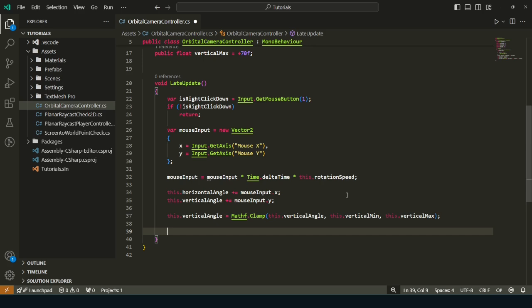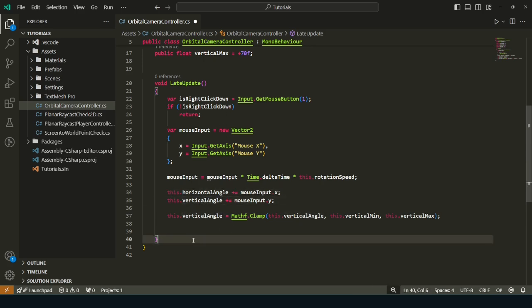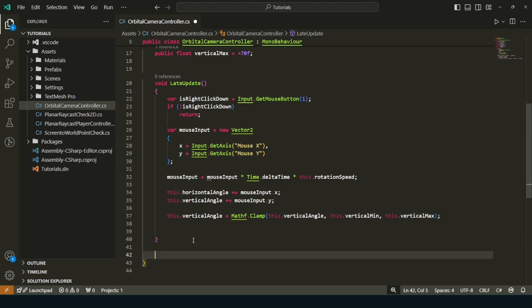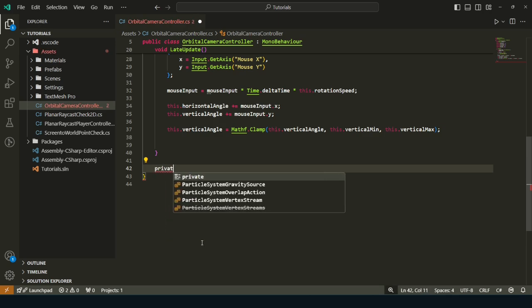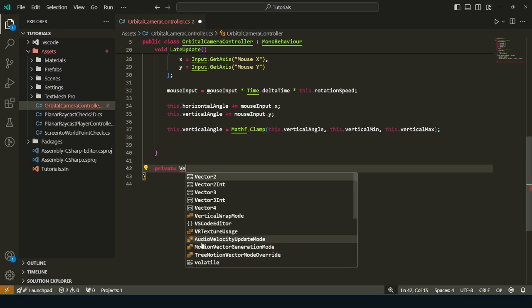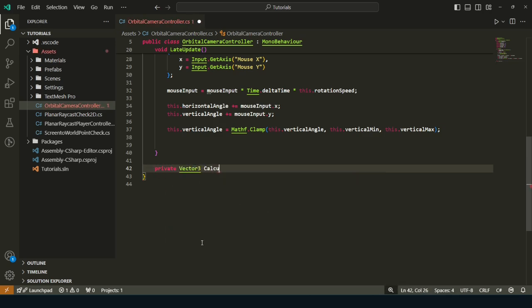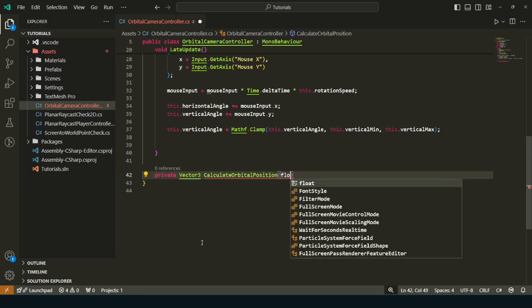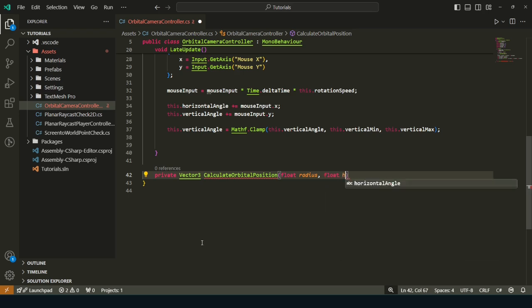So now we need some sort of function to take these two angles and our radius and convert to some sort of local orbital camera position. So let's go ahead and do that now. It doesn't matter what it is. Private Vector3 CalculateOrbitalPosition, and we're going to take our radius, our horizontal angle, and our vertical angle.